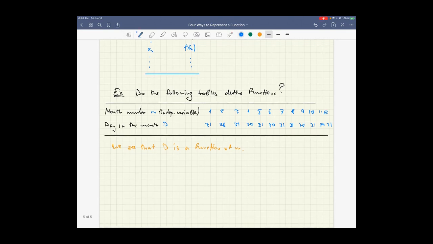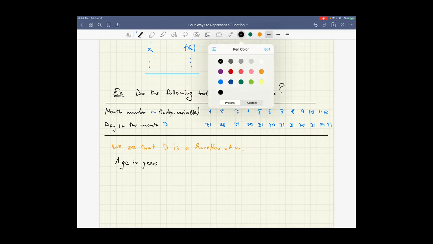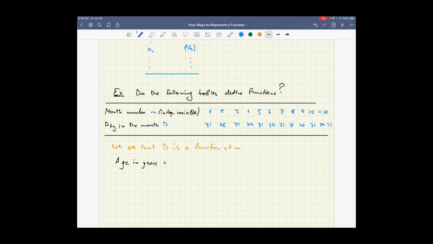And the second table is this. The first row will be age. That's the independent variable. And the second row will be height in inches at that age.